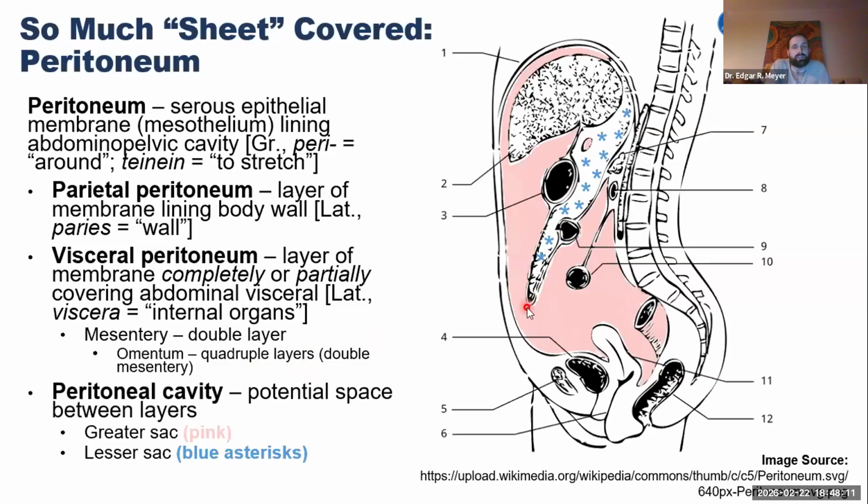When we have these sheets folding in on themselves, they will create these potential spaces. So here in pink, we have our greater sac, okay, that larger potential space. And then here denoted by these light blue asterisks, we have our lesser sac.